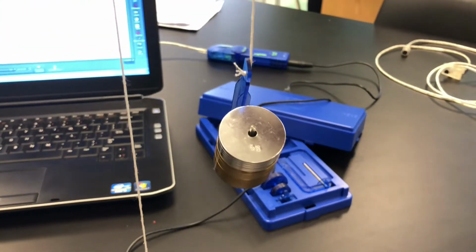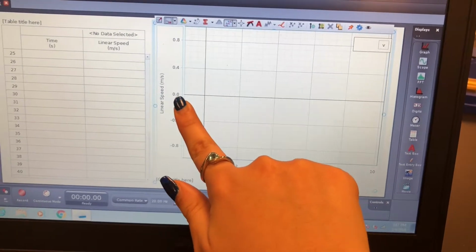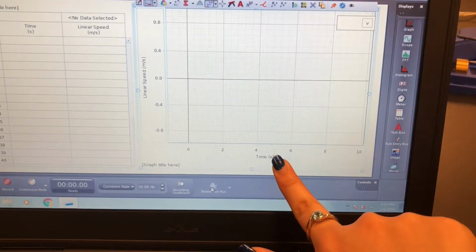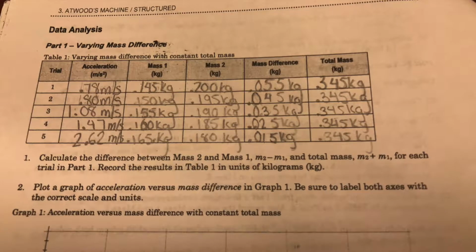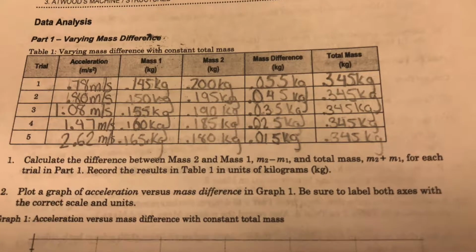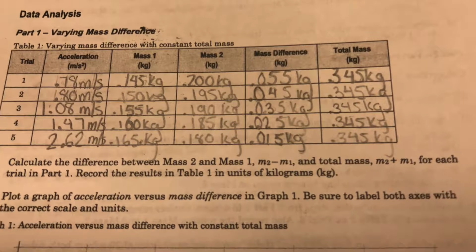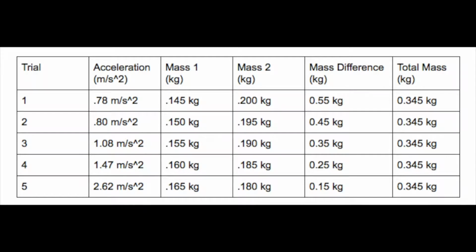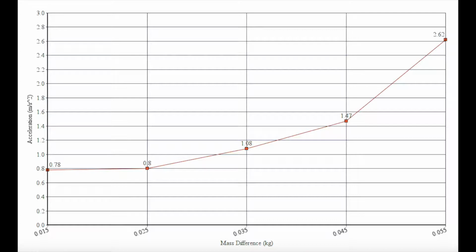To determine our acceleration, we used a Capstone program that displays linear speed and its time as its x and y intercepts. We took 2 points from the table generated to the left and used the slope formula to determine our acceleration. This is our table based on the exchange of masses, and this is our graph based on the accelerations. As you can see, the acceleration kept increasing throughout each trial.